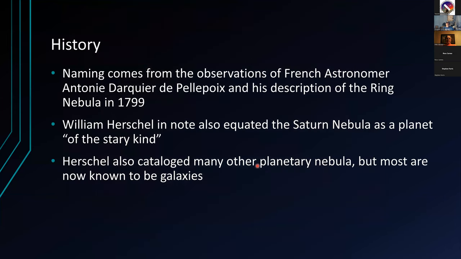So the naming for planetary nebulas actually comes from French astronomer Charles Messier. I'm not going to pronounce the rest of his name because I will get the middle of it really butchered. It came from him as he was studying the Ring Nebula, which is another example of a planetary nebula, in 1799. William Herschel also kind of helped lend credence to this name, where he was observing the Saturn Nebula, which is a planetary nebula, both in name and in nature. He called it a planet of the starry kind in his notes.